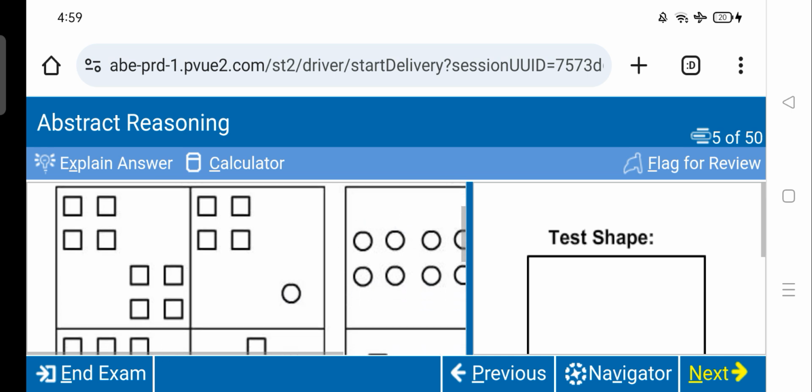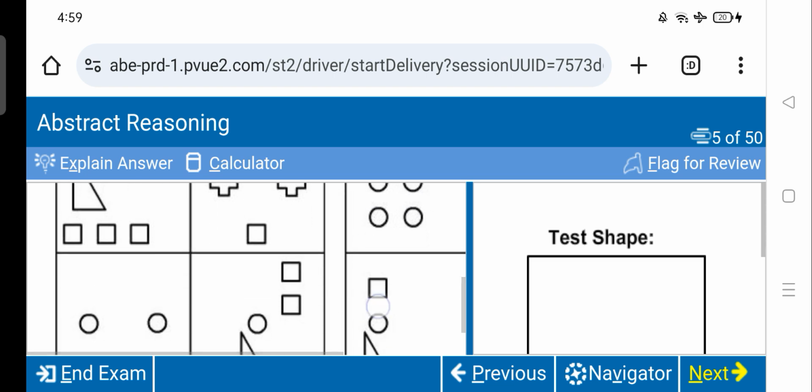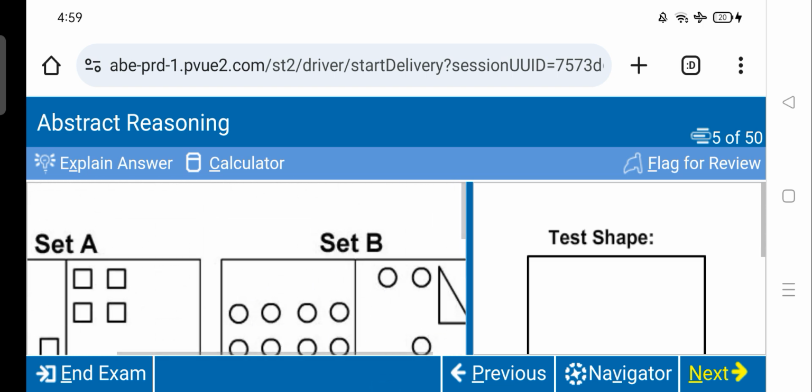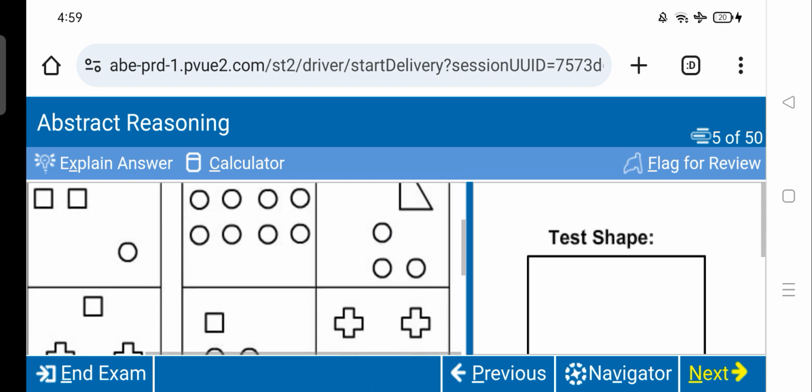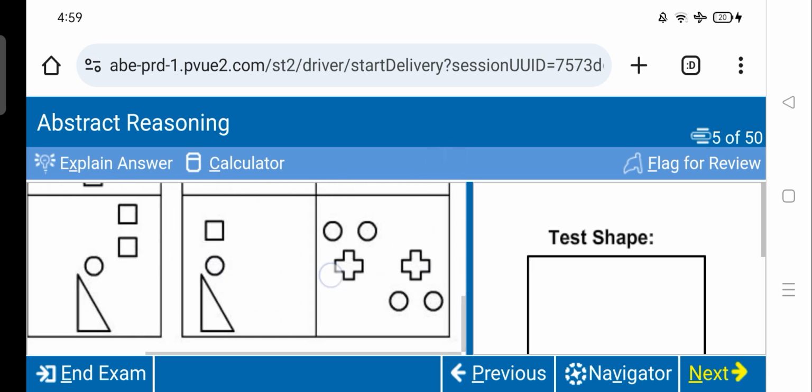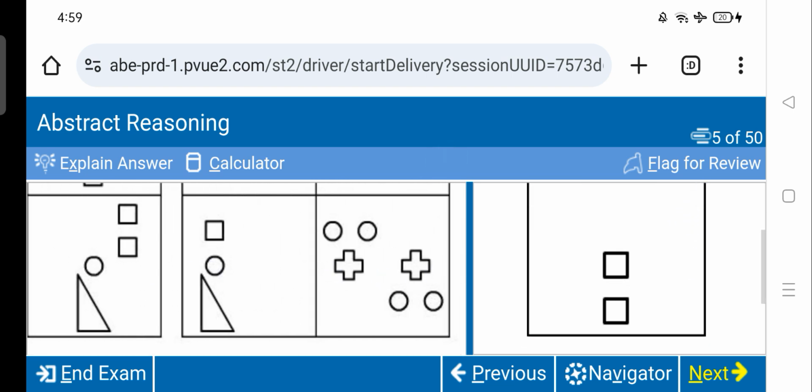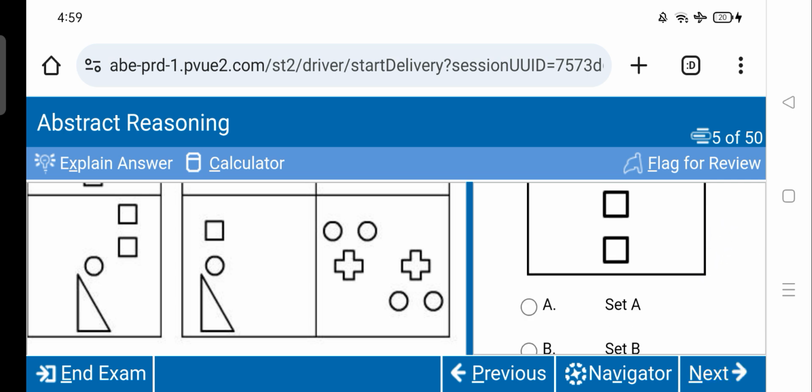So two sets of shapes here. We have set A like this, then we have set B. The test shape we have is 2 squares. As you guys know, we needed 8 squares for option A, set A, and 8 circles for set B. Can you see whether that test shape belongs to any of the sets?